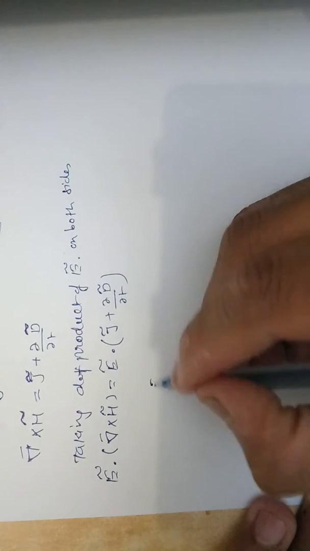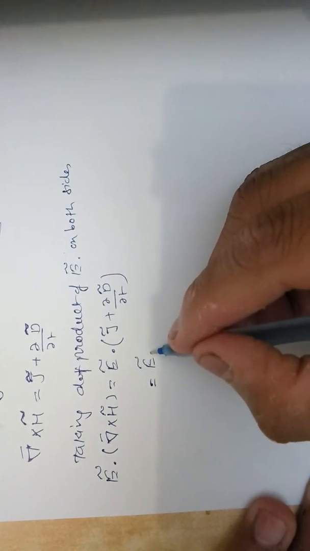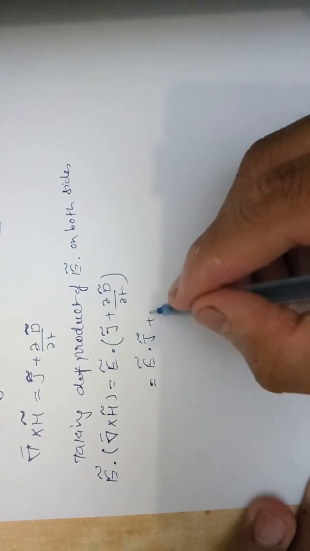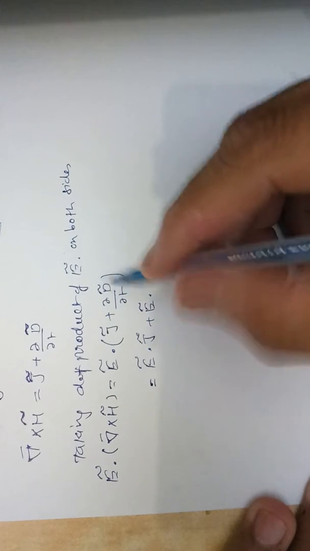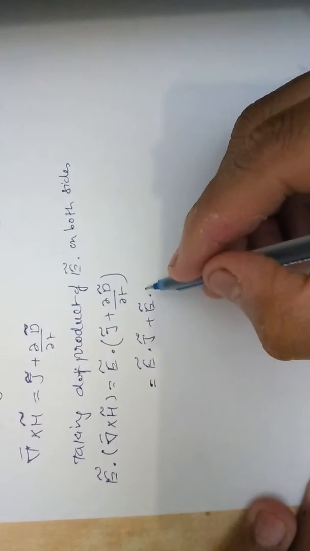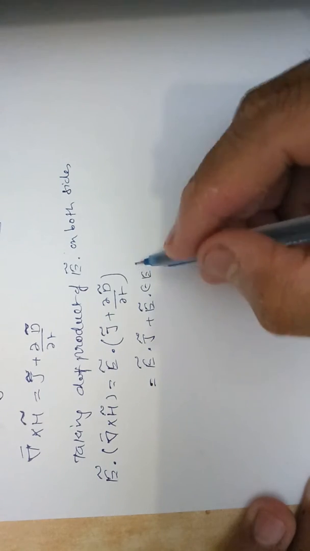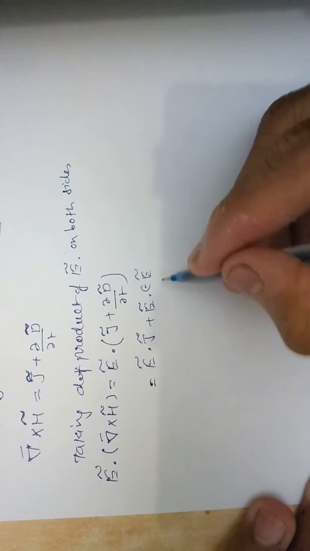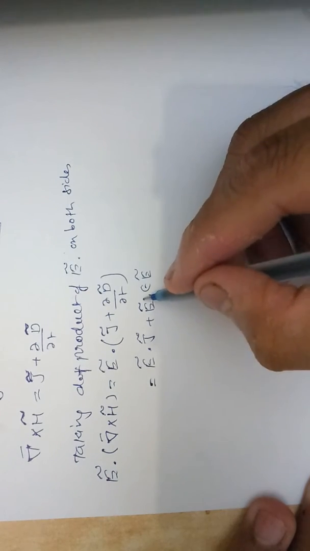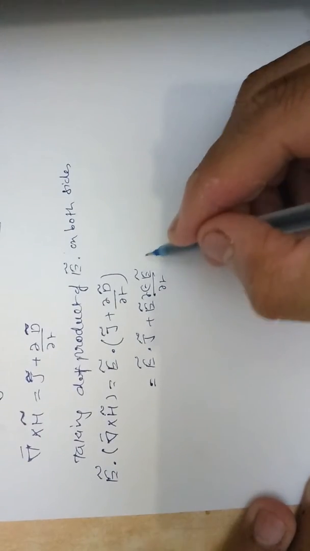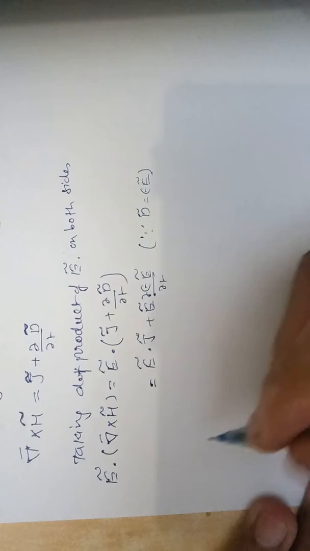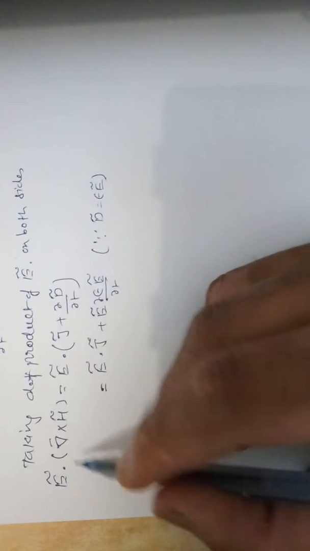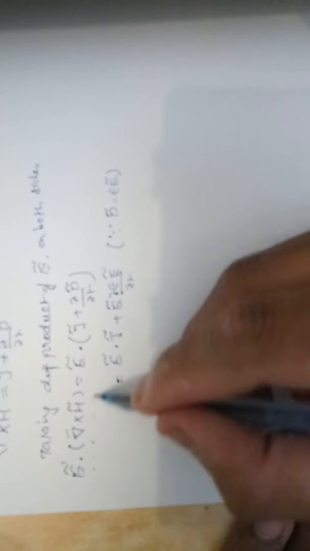Now I am expanding the right hand side. It is E tilde dot J plus E tilde dot, now I can put in place of D as epsilon E. D is actually given as epsilon E. So it is del by del t, since D equals epsilon E. Now on the left hand side you can see this expression.